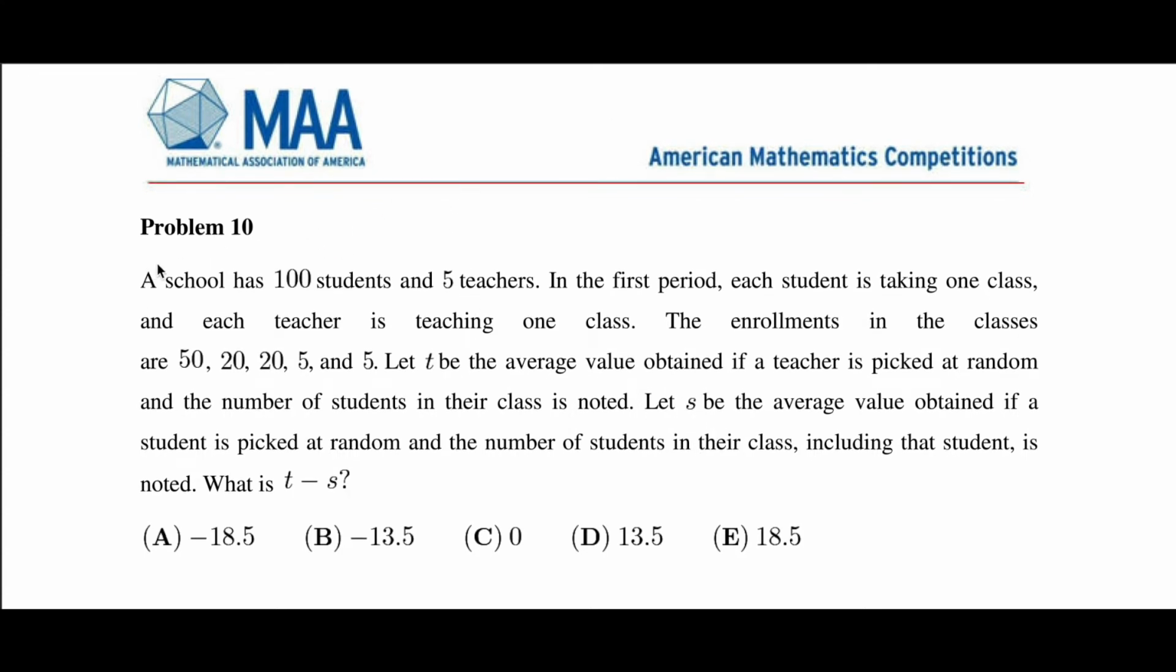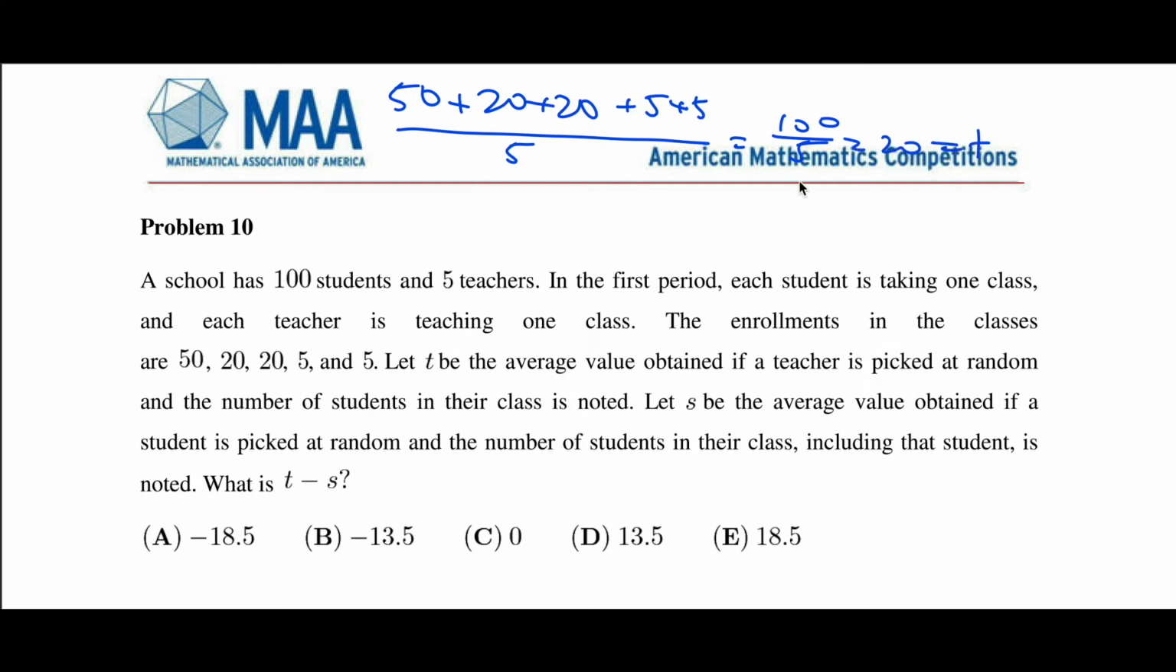Okay. So the first case, the average will be 50 plus 20 plus 20 plus 5 plus 5 divided by 5, which is 100 divided by 5, which is 20.